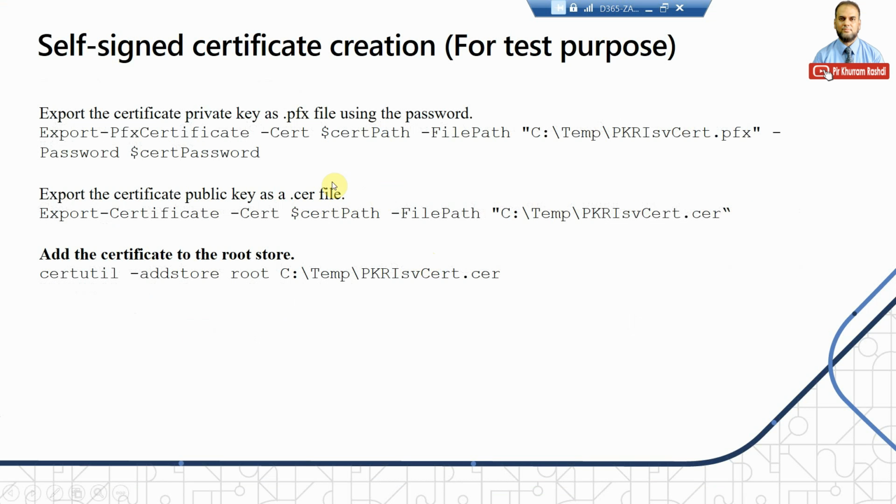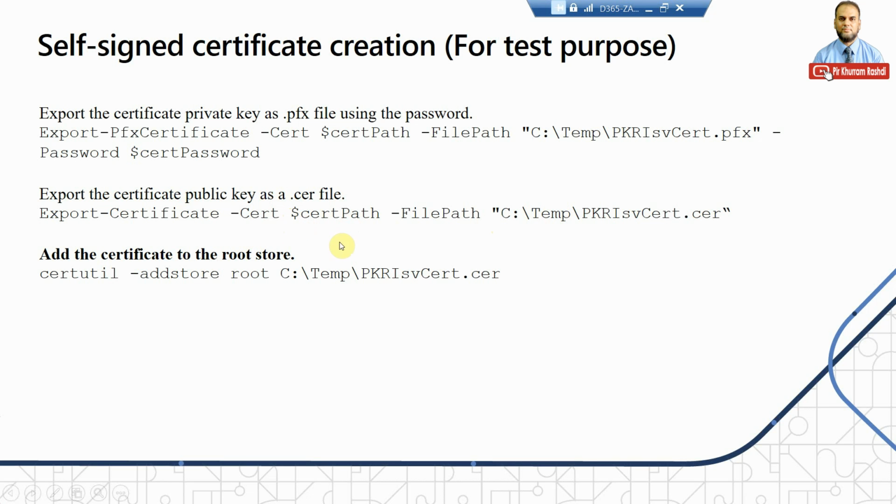Okay, after giving the password, we need to export the certificate private key as a PFX file using our password. So here we have given a path which is a temporary folder path where a PFX file will be generated. Here we will use the certPassword variable as the password in order to export this certificate, and also we will be exporting it as a .cer file format as a public key. This will also have the same path, and the variable will be certPath, which we have already put, and this will also be exported.